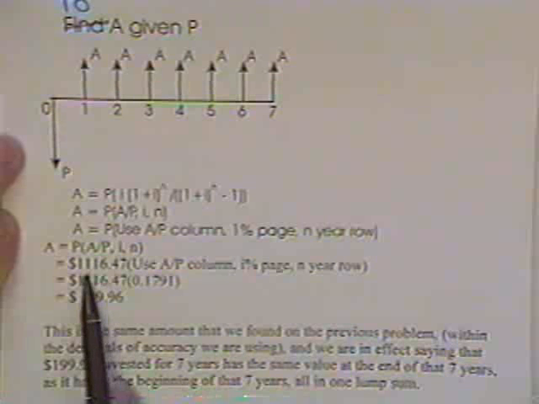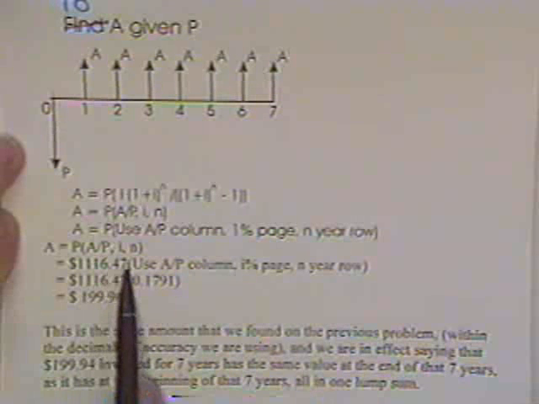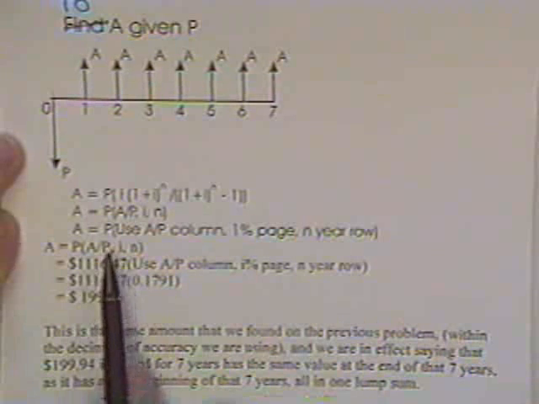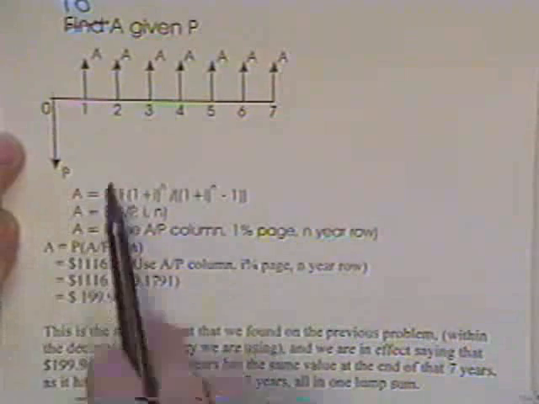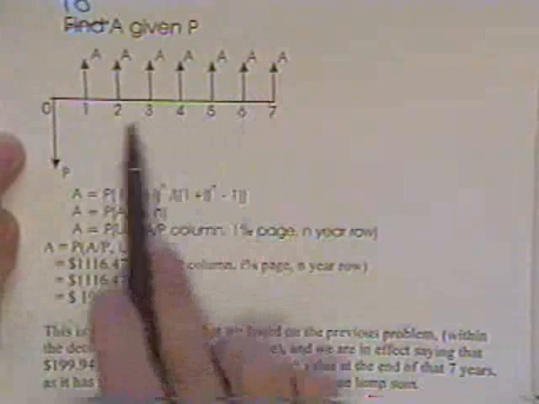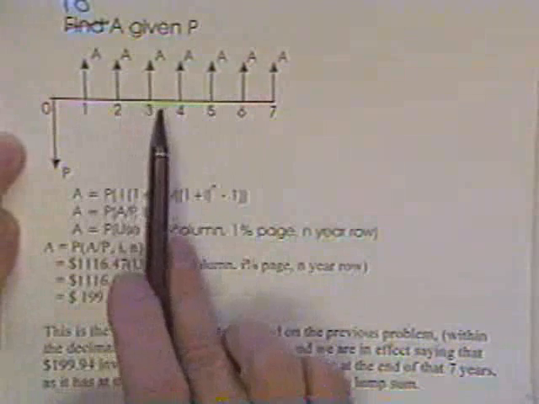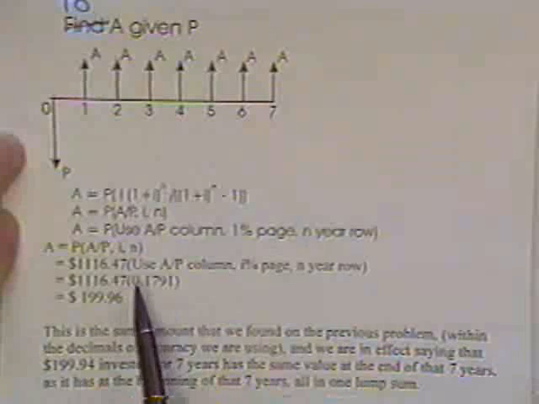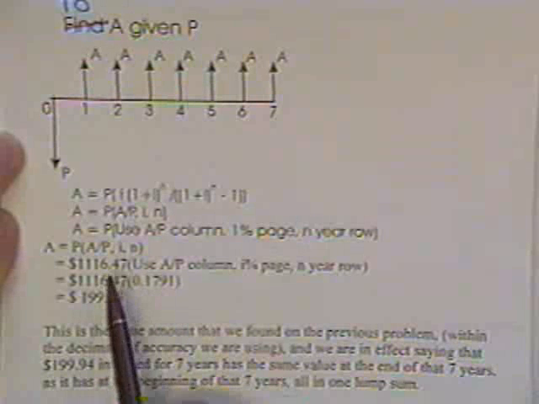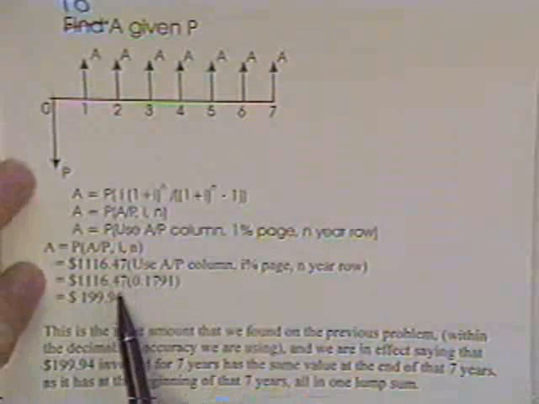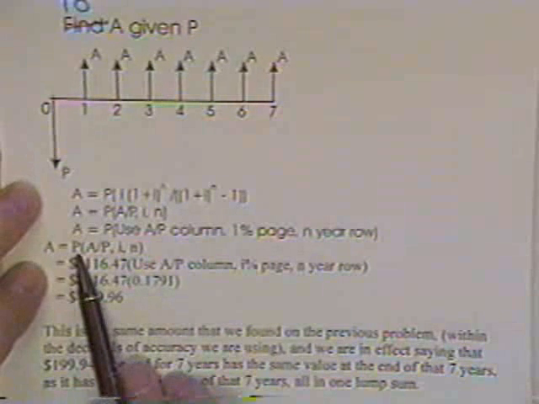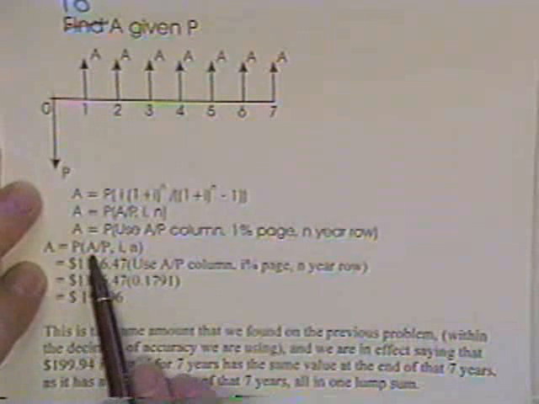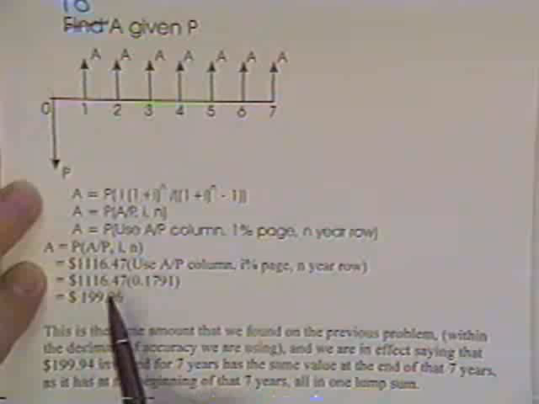We're asked to deposit $1,116.47. That is the present value that we're going to put in. The amount we would like to extract at the end of the next year and at the end of succeeding years for 7 years can be found by multiplying the present value times A over P. P cancels P, leaving you A. That's what I want to know. How much can I withdraw?